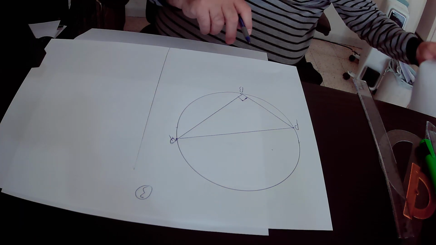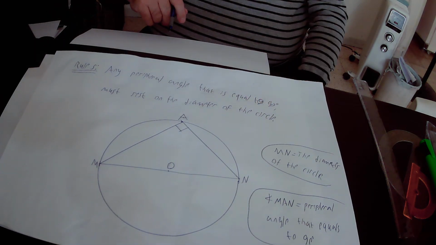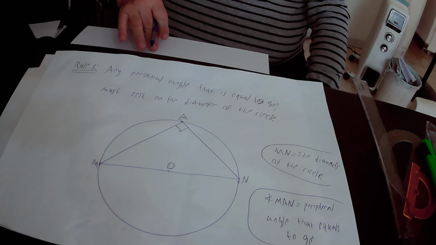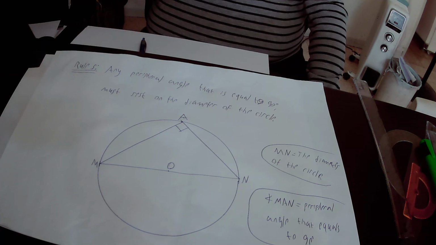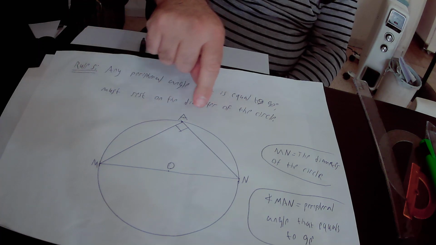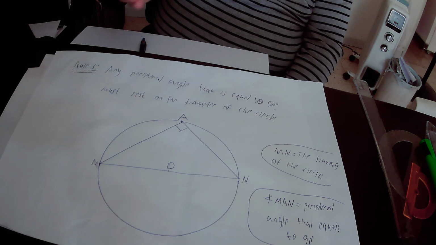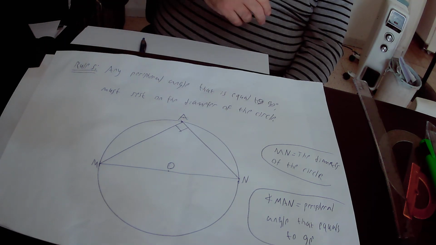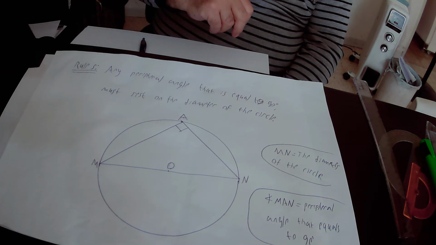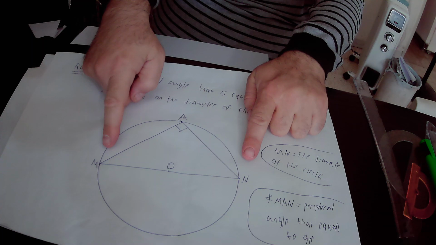According to rule number 5, any peripheral angle that is equal to 90 degrees must rest on the diameter of the circle. So in the drawing we have a circle, inside this circle we have peripheral angle MAN. This peripheral angle MAN is a right angle, it is equal to 90 degrees in its size. And therefore, according to this rule number 5, this peripheral angle MAN must rest on the diameter of the circle. That is to say, MN is the diameter of the circle.